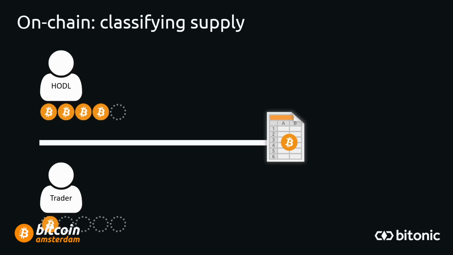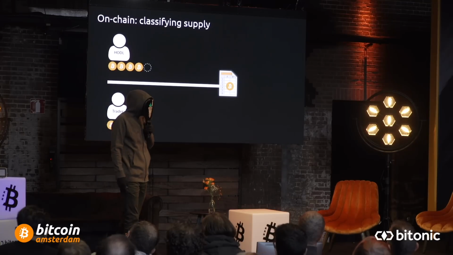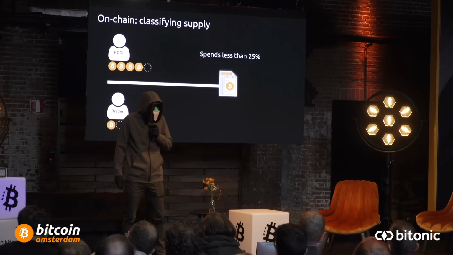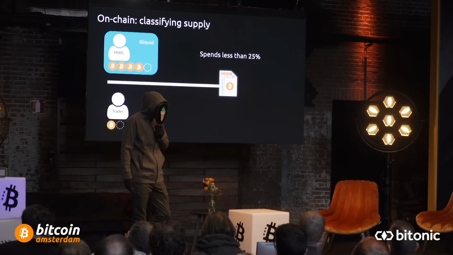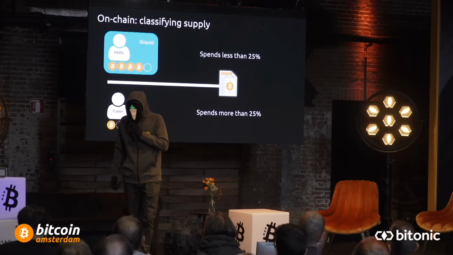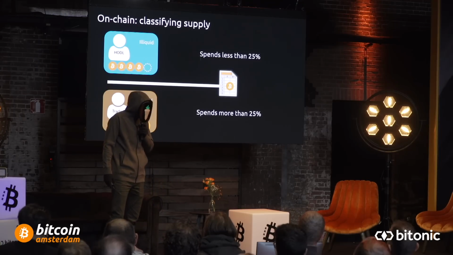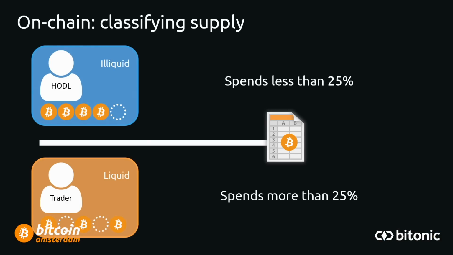Now, we have a trader, and the trader is maybe also stacking a little, but then he maybe wants to take some leverage, and he gets liquidated, or maybe he stacks a little more, or maybe he wants to trade some alts, loses out on some money, and stacks a little more. So he's a lot less reliable. Now, we can classify this by if someone spends less than 25%, we can call that supply illiquid. Now, if someone spends more than 25%, we call that supply liquid, because that supply could basically be spent at any moment in time, whereas the hodler doesn't want to part with his Bitcoin. He wants to pass it on to the next generation.